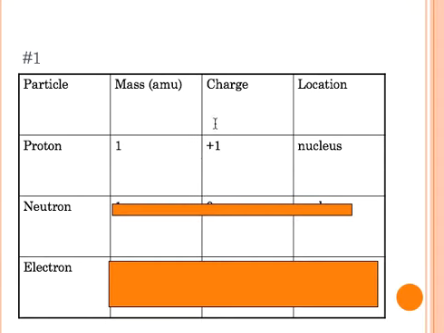The proton has a positive charge. If you have 1 proton, you have 1 positive charge. If you have 2 protons, you have 2 positive charges. And the proton is located in the center of the atom in the nucleus.